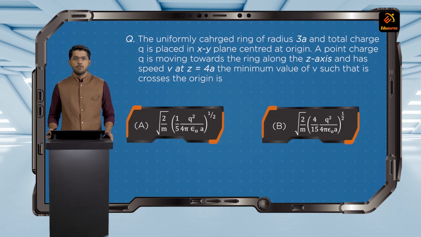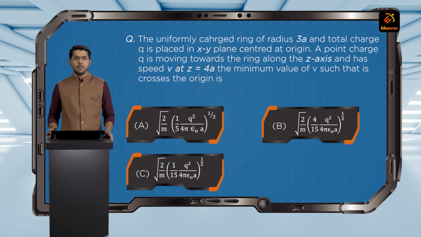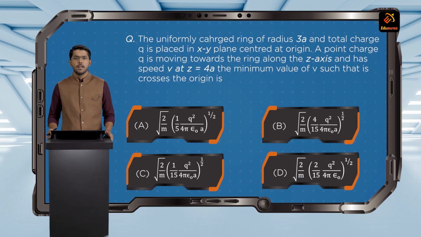Option B, root 2 by m into 4 by 15 q square by 4 pi epsilon naught a, whole to the power half. Option C, root 2 by m into 1 by 15 q square by 4 pi epsilon naught a, whole to the power half. Or option D, under root 2 by m into 2 by 15 q square by 4 pi epsilon naught a, whole to the power half. This question was asked in JEE Main 2019, 10th April, first session. Let's have a look at the solution for this.